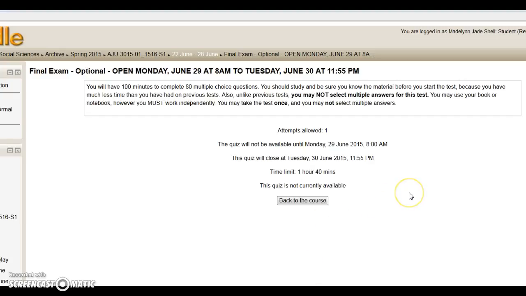Basically, if you score higher on your final exam than your test average, then your final exam score will replace that. If you score lower, your final exam score will not count. So it can't hurt you, it can only help you.